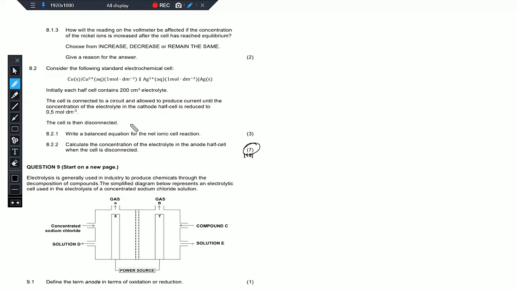So what you needed to first do here is understand that here we have the anode and then here we have the cathode. Now we will need the balanced equation for that. So let's write it again. We have our Cu plus 2Ag⁺ to yield Cu²⁺ plus 2Ag, right? And then we are told that initially each half cell contains 200 cm³ electrolyte. The cell is connected to a circuit and allowed to produce current until the concentration of the electrolyte in the cathode half cell is reduced to 0.5 mol/dm³.